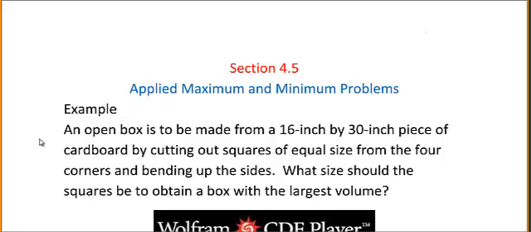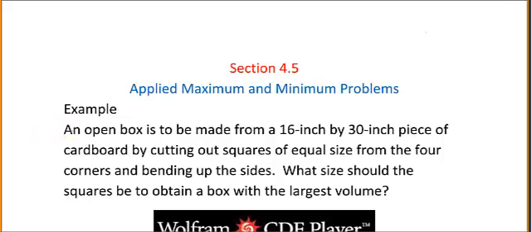This is a second example of an optimization problem, and I've called this in my files the classic box problem. This appears as an example in your text. It says, and here's basically the idea.